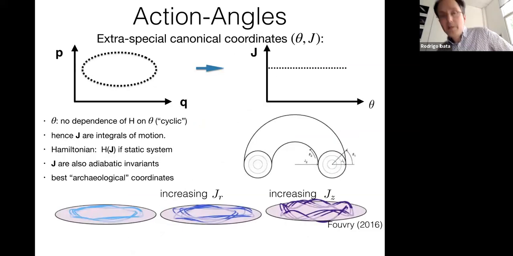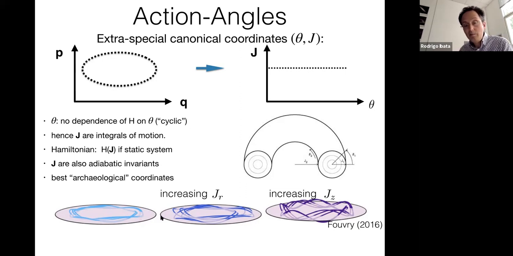And I'd just like to do a brief recap here of the action-angle formalism. Basically, these are very convenient, very special canonical coordinates. If you have an orbit in normal position and velocity space, in action and angle this becomes really very simple. You just have a single action, and the different points along this orbit are just different angles, and they're very convenient because they're adiabatic invariants. And so essentially they're the best archaeological coordinates you can have for understanding the structure of the Milky Way.